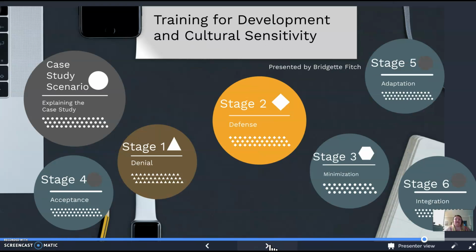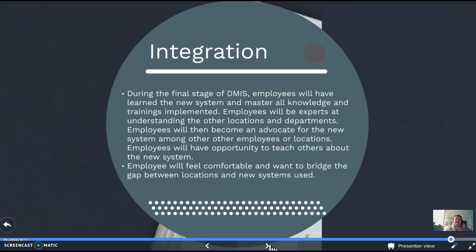The last and final stage of the cultural sensitivity model is stage 6, integration. During the final stage, employees will have learned the new system and mastered all knowledge and trainings implemented. Employees will be experts at understanding the other locations and departments. Employees will then become advocates for the new system among other employees or locations. Employees will have the opportunity to teach others about the new system. We will want employees to feel comfortable and want to bridge the gap between locations and new systems used.